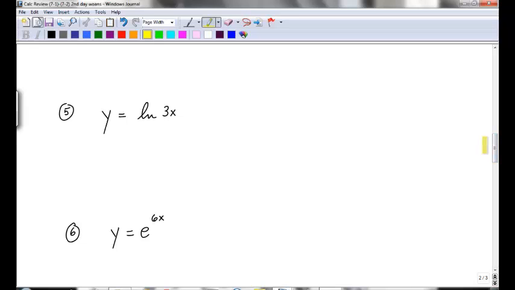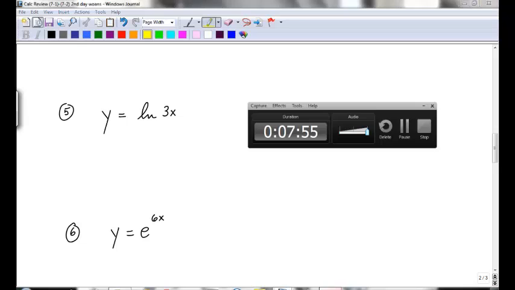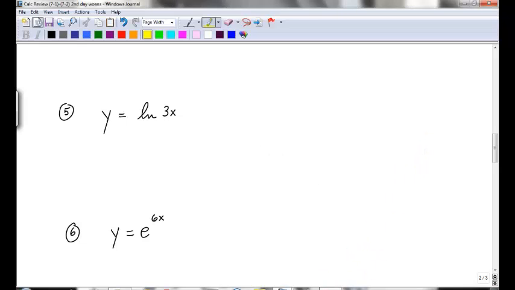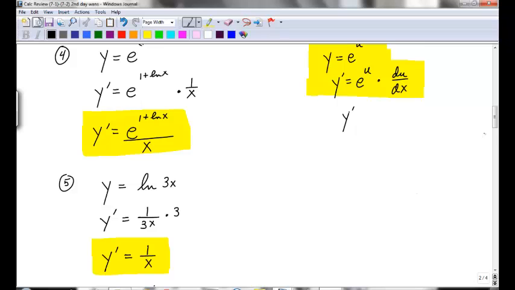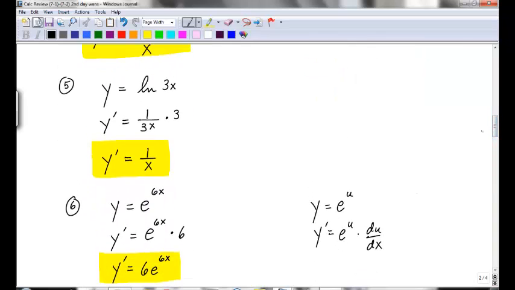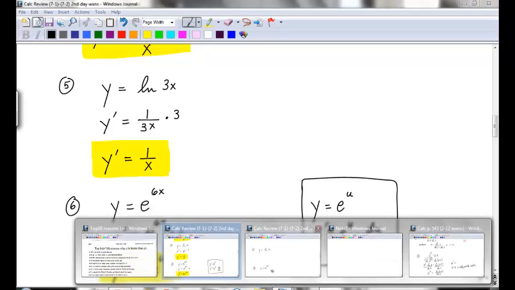Y equals e to the 6x power. Find the answers. Derivative of the e to the 6x would be just e to the 6x. Then it's times the derivative of that exponent. And they will probably put this coefficient out in front. So it should be 6e to the 6x power. And this is the formula that you're using. Is that what we just added a minute ago?